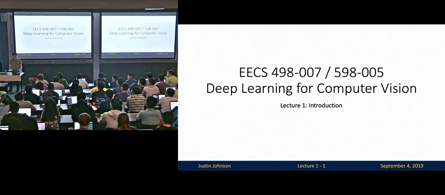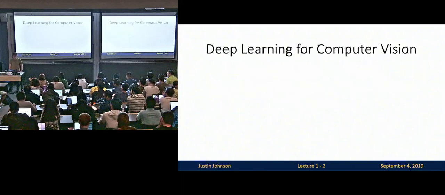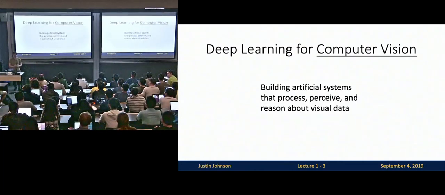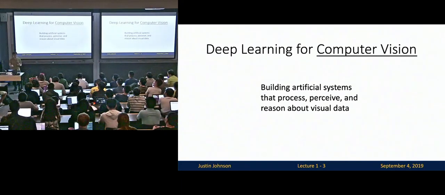So with that out of the way, let's get started on the course material. The title of this class is Deep Learning for Computer Vision. I think we need to unpack a little bit what these terms mean before we get started. Computer vision is the study of building artificial systems that can process, perceive, and otherwise reason about visual data. And this can have quite a broad definition. What does process, what does perceive, what does reason mean? It's kind of up for interpretation.